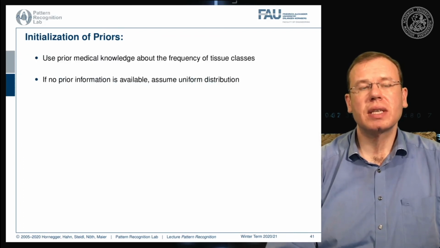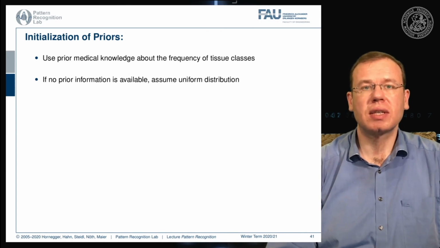Now typically you need to initialize your priors, and what you can typically do is you take application domain knowledge. So let's say you're working in the medical domain, then it's the knowledge about the frequency of tissue classes. If no prior information is available, you can assume the uniform distribution.